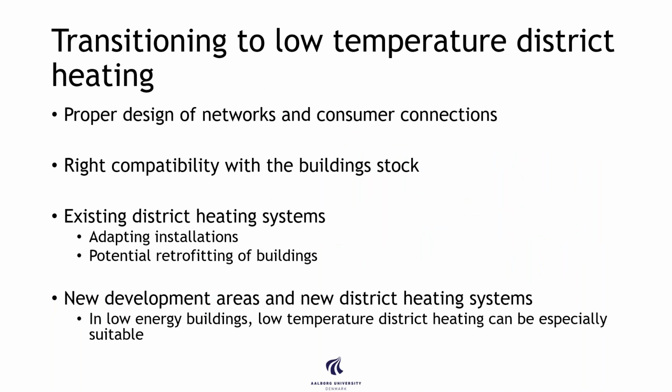So what do we need to do to transition into this low temperature district heating? So we need to properly design the networks and the consumer connections. This means that we have to have the right sizes of pipes, and we need to make sure that the right connections are to the buildings. So we have the right heat exchangers, we have the right capacities on the pipes going into the consumers.